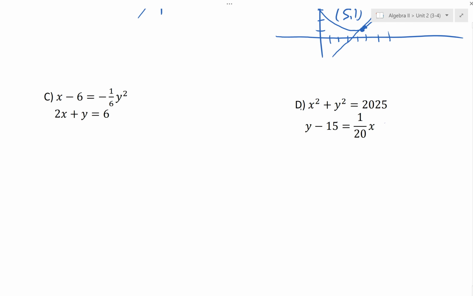Notice that D is not a parabola and a line. What is it? What is x squared plus y squared equals 2025? It's a circle. Remember, x squared plus y squared equals r squared. So this time it's a circle, but the mathematics will be the same.